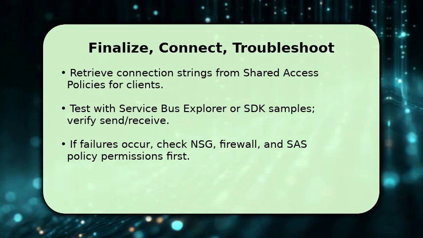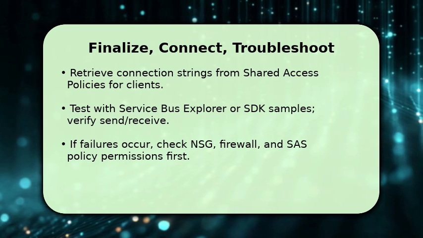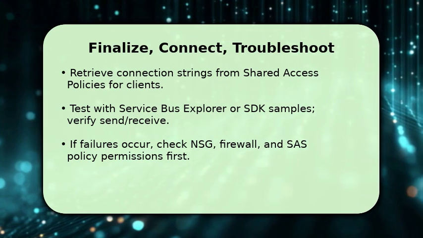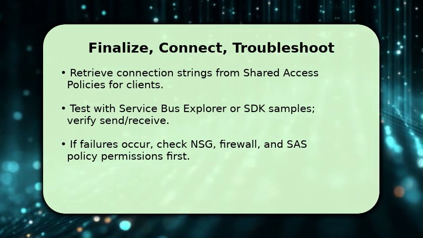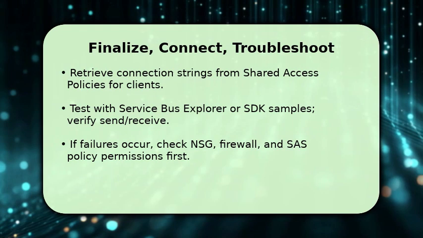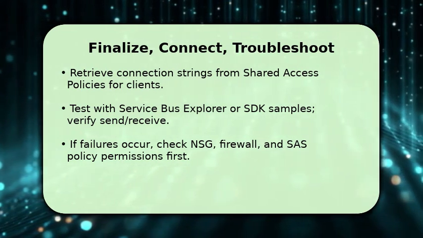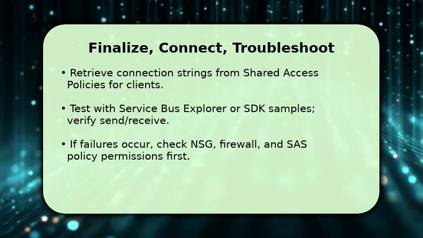This proves authentication and routing. Make sure your clients use the correct AMQP or HTTPS endpoints and the right policy key. If connections fail, check network security groups, firewall rules, and that the SAS policy grants the needed rights. Those are the most common blockers.